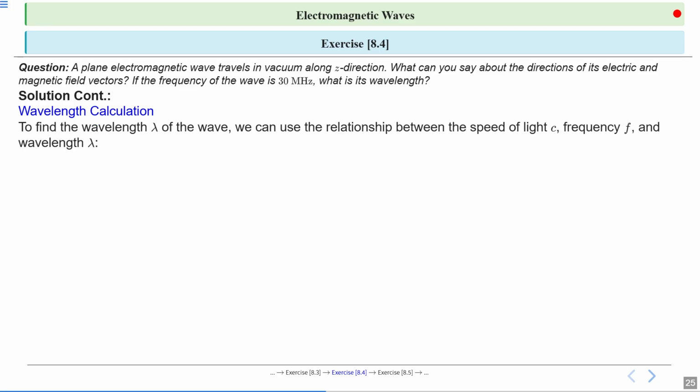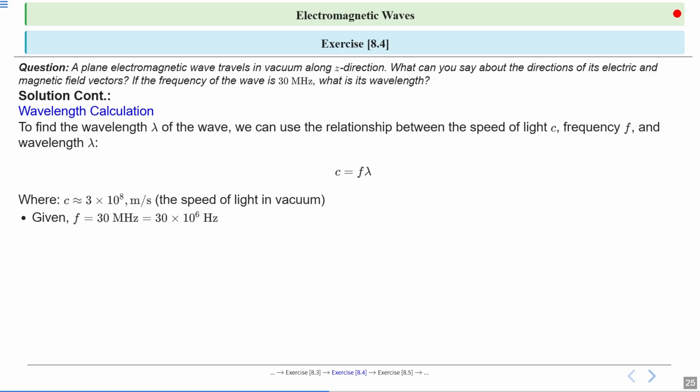So now we will calculate the wavelength. To find the wavelength lambda of the wave, we can use the relationship between the speed of light c, frequency f, and wavelength lambda. We know that c is equal to nu lambda, or we can use f in place of nu also. For frequency, nu and f can both be used interchangeably. Both symbols represent the frequency. So c will be equal to f lambda. This is the relation between frequency, speed of light, and wavelength. So c equals f lambda.